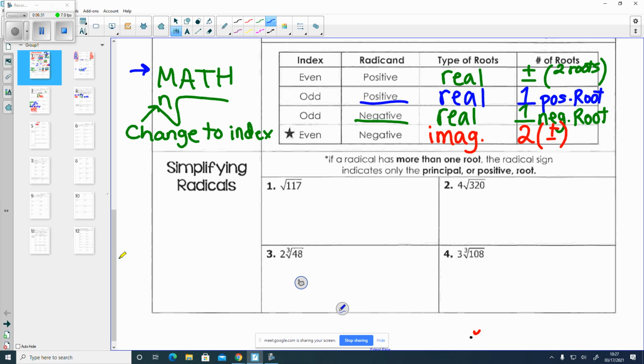All right, so 1 and 2 are not Algebra 2 level. Those ones you should know how to do, okay? So I'm going to go with 3 and 4 right now because the index is 3. See how the index is different? And I'm going to need room, so I'm going to cross these out so I can take up both boxes.